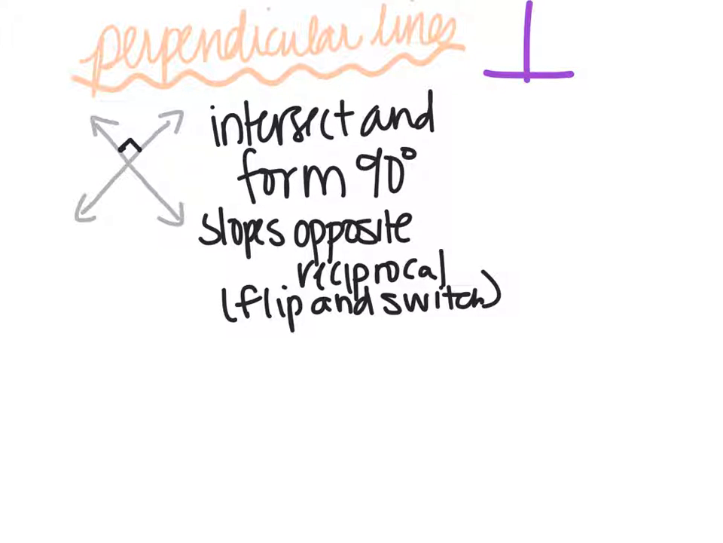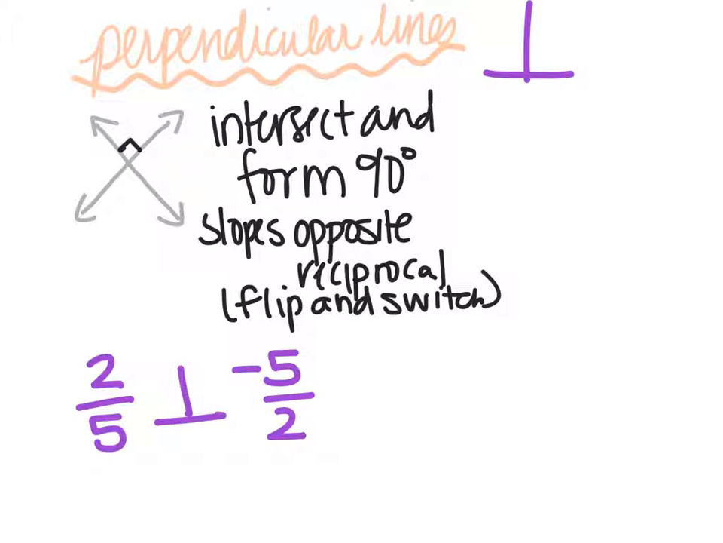When we say the flip and switch, we mean that a slope of 2 over 5 is going to be perpendicular to a slope of negative 5 over 2. So two things happen. First of all, we flip the fraction, so it was 2 over 5, now it's 5 over 2, so we turn it upside down, and then we switch it, which means we switch the sign.